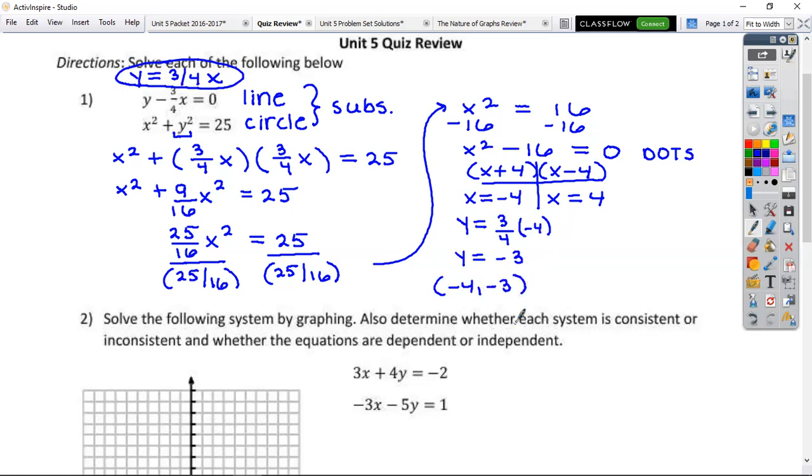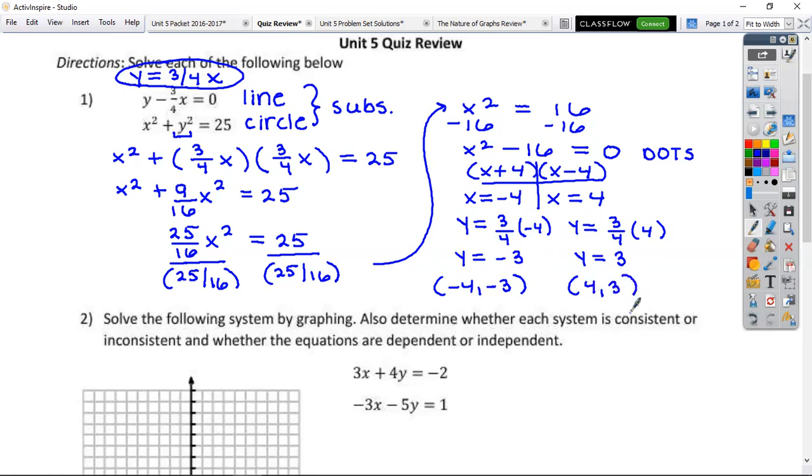And then my next one, I'm going to go y is equal to 3/4 times 4, which is, you guys notice the fours cancel? y is equal to 3. So you have two solutions.